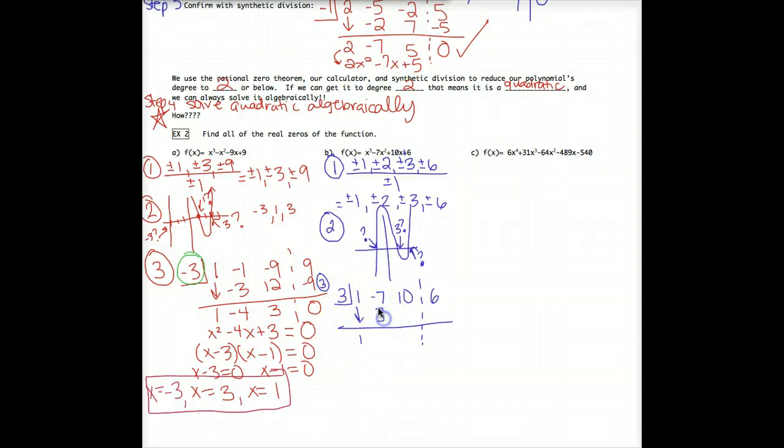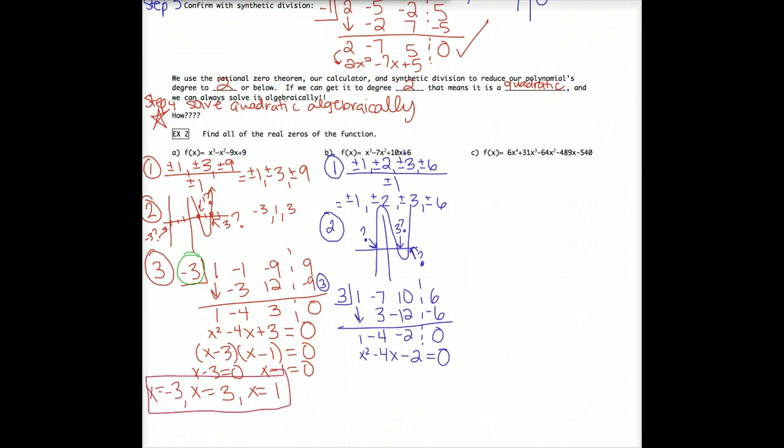Box times bottom, add the column. Box times bottom, add the column. Box times bottom, add the column. Again, this represents x squared minus 4x minus 2. That is a quadratic, so if I set it equal to 0, I should be able to solve it.